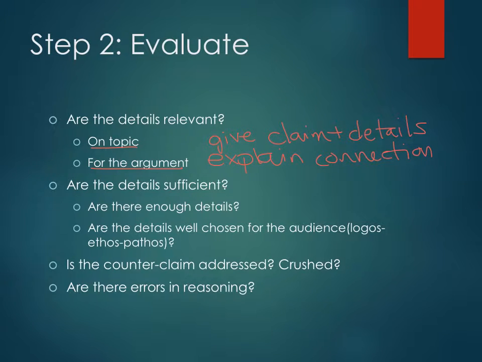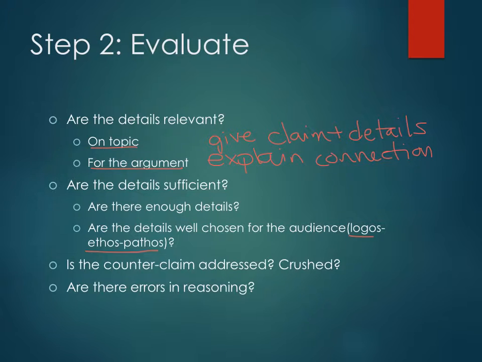For are the details sufficient? Slightly different angle here, okay? Not just are they on topic, but are there enough of them? And are they well chosen for the audience? In other words, are they the right type of details to be included? And here you might specifically think back on the logos, ethos, pathos. Depending on the audience, you might see a bend toward a certain type of detail. For example, women, biologically, tend to be more in tune with their emotions. It's just fact. I mean, science has shown this.